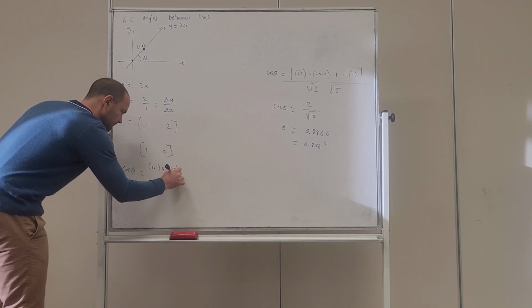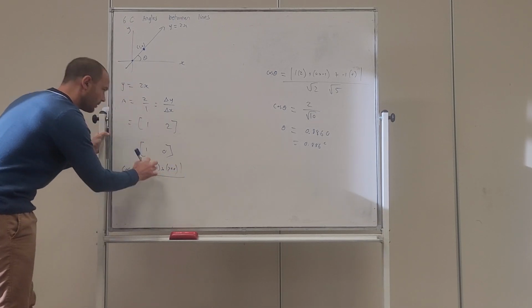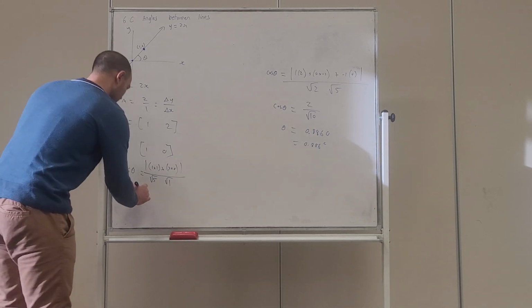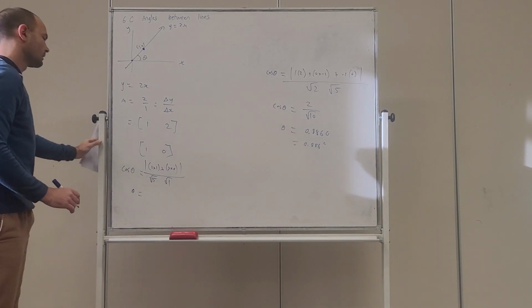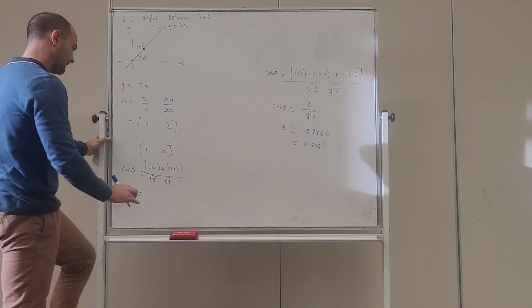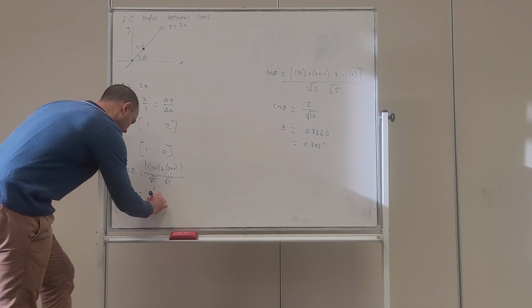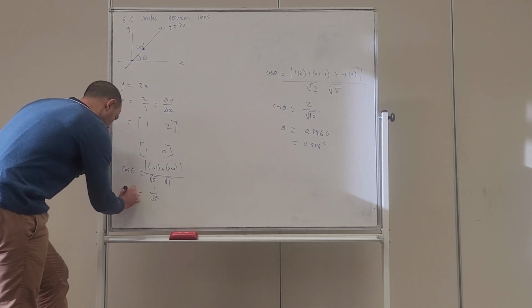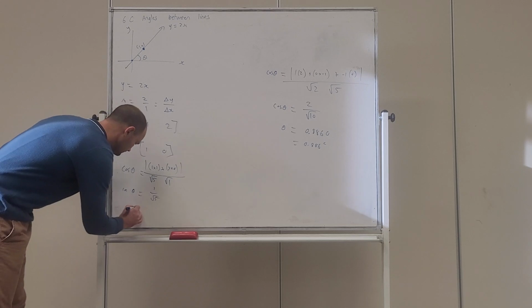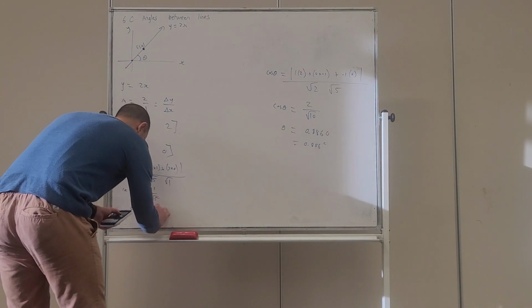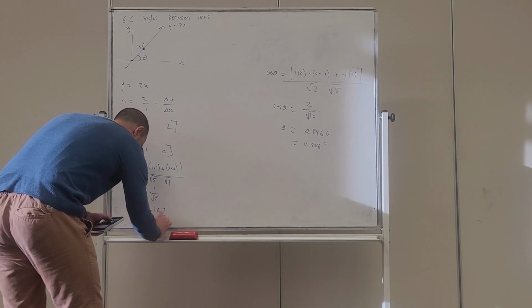All right. Modulus, and that's on top of root 5 and root 1. And so we'll have 1 on top of root 5. Evaluate the theta. Got 1.107, 1.107 radians.